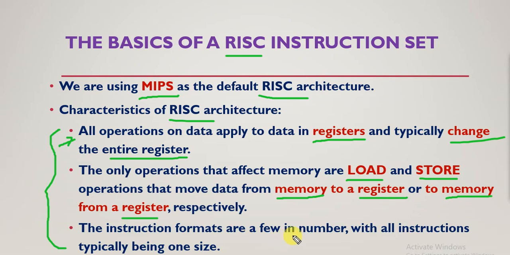The instruction formats are few in number. That is another feature of RISC-based architecture. We do not have many instruction formats with these RISC architectures, especially with MIPS, and most of the instructions have the same size. MIPS has a fixed size encoding format, so that we can easily implement the concept of pipelining.